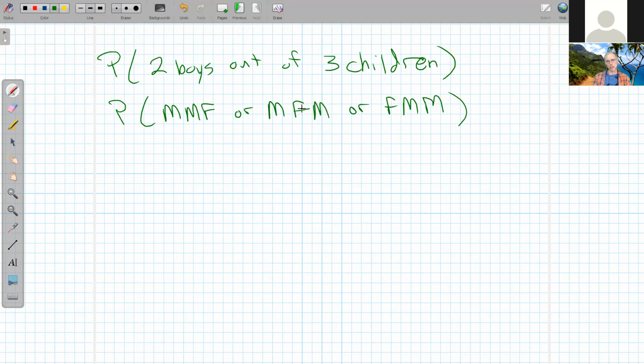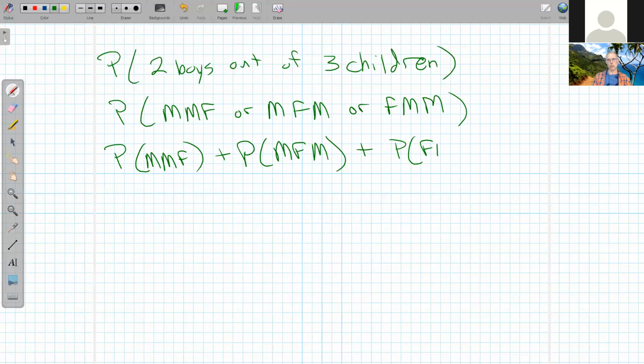Now, these are simple events and there is no overlap between these 3. So it turns out that's the same as probability of male, male, female, plus probability of male, female, male, plus the probability of female, male, male. These are each simple events here. Simple events in having 3 children means there's a 1 out of 8 chance for each of them to happen. So that's 1/8 plus 1/8 plus 1/8.